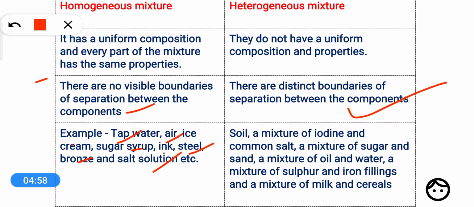In the same way, if we talk about heterogeneous mixture, then soil is a mixture, right? A mixture of iodine and water plus common salt you can take, and mixture of sugar and water, mixture of oil in water, mixture of sulfur and iron filings, and mixture of milk and cereals, right? So these are different examples of heterogeneous mixtures.